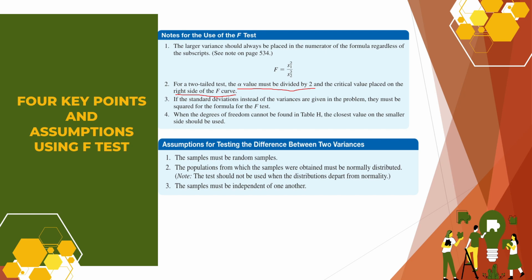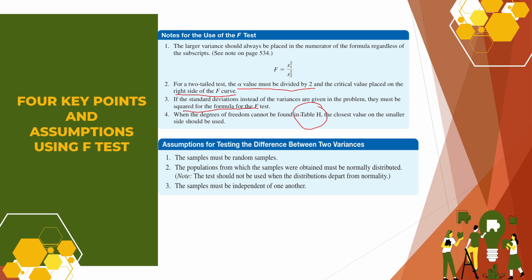If standard deviations are given in the problem instead of variances, they must be squared for the F test formula. When the degrees of freedom cannot be found in table H, the closest value on the smaller side should be used when you are working manually. Unlike when you use software, where it will be given, coded, programmed, or done by point and click.